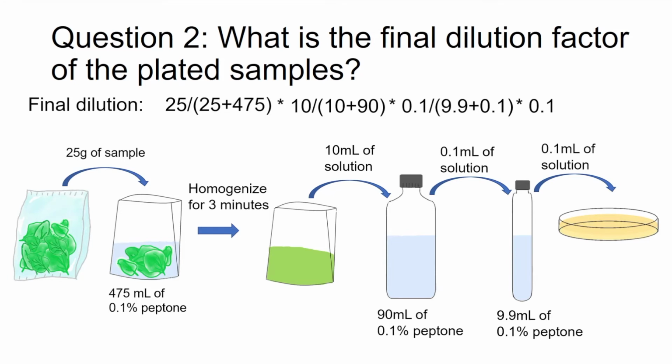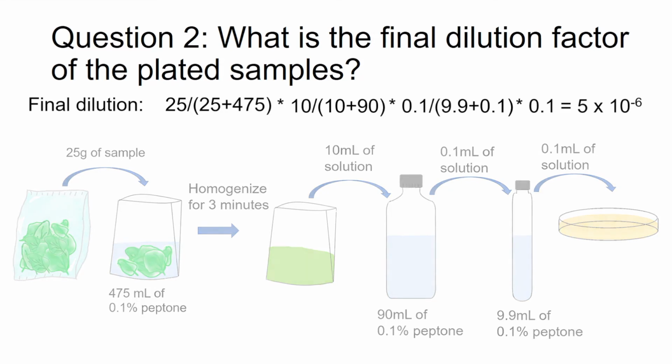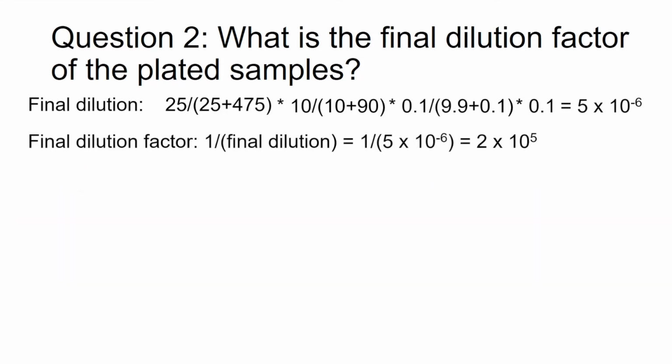Now that we have all our individual dilutions determined, we can simply multiply all of them together to obtain our total dilution. Then use 1 divided by the total dilution to calculate the total dilution factor.